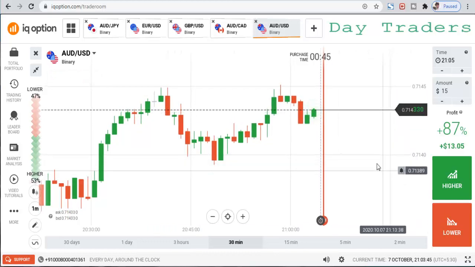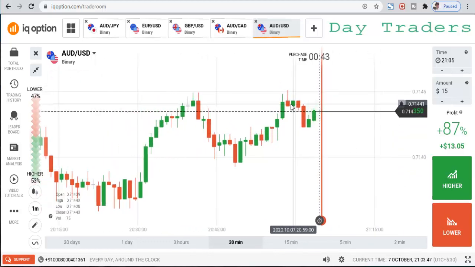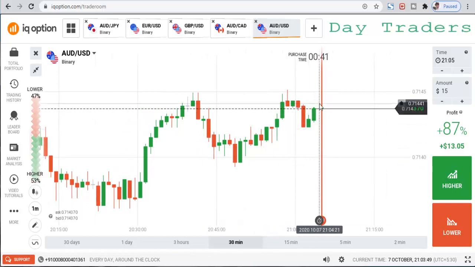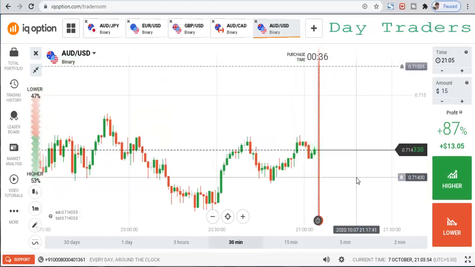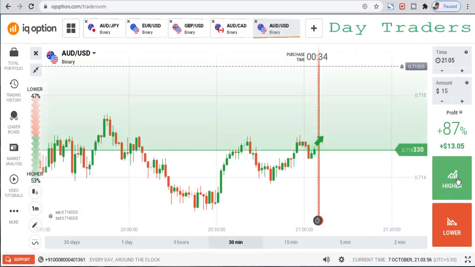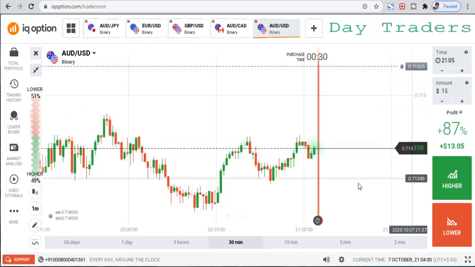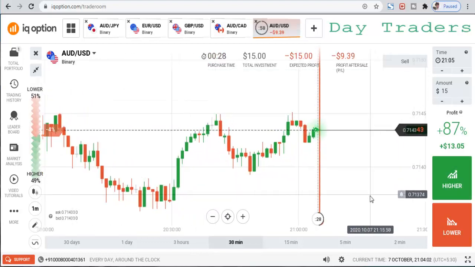I'm expecting this candle to also make a bullish candle. I will place a higher option.